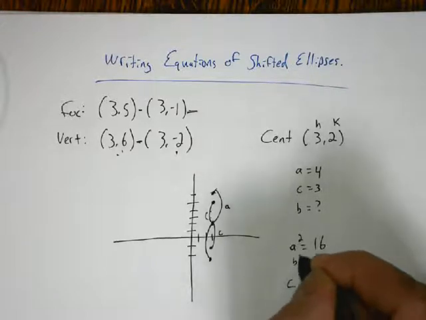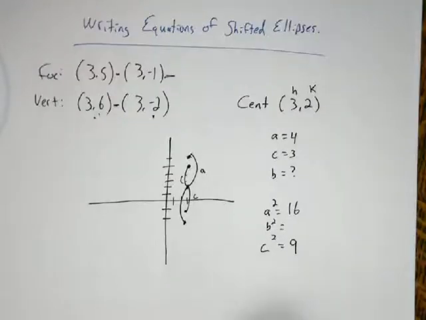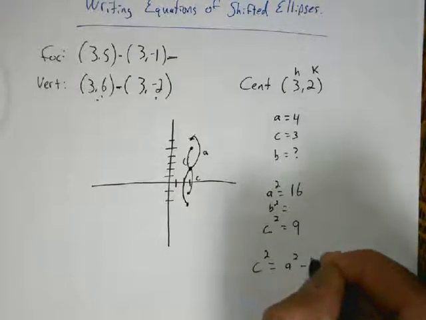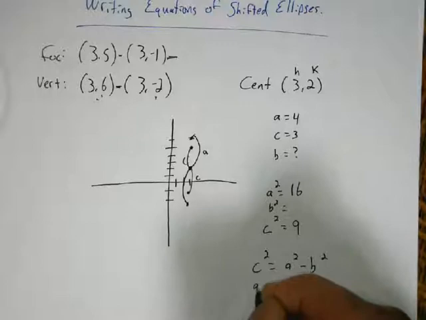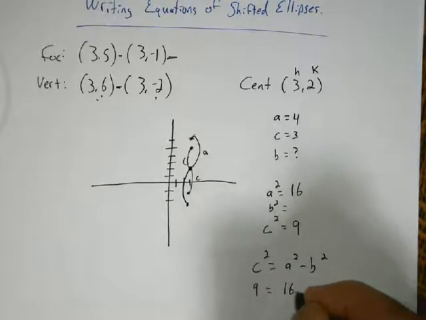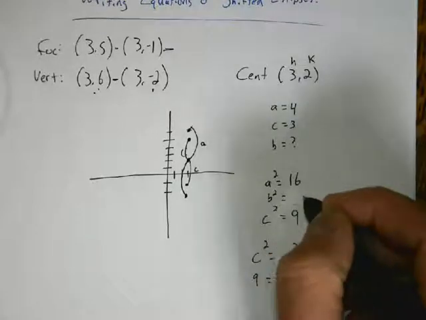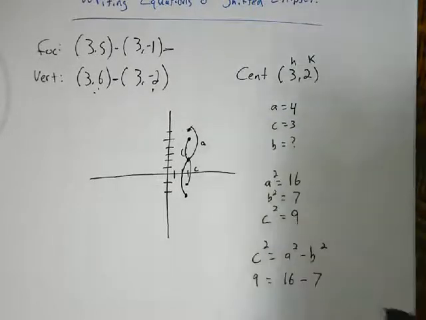To figure out B squared, we have to do a little bit of math. Well, we know that C squared is A squared minus B squared. So 9 has to equal 16 subtract what? Well, last time I checked, 16 minus 7 has to equal 9. So that means your B squared value is 7.